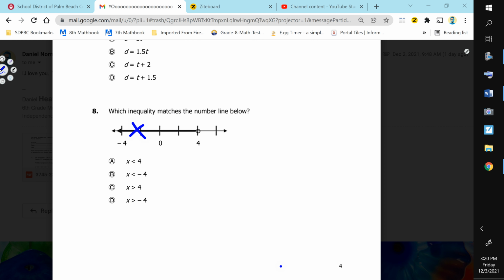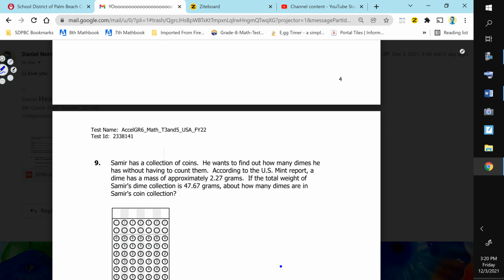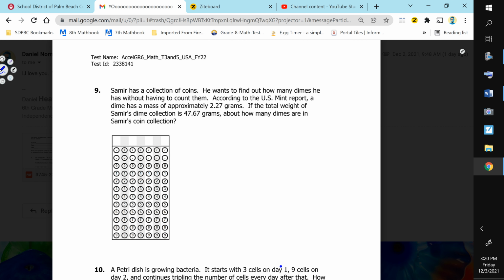All of these numbers are less than 4. There you go. A is the answer. Number 9, you actually need to divide.